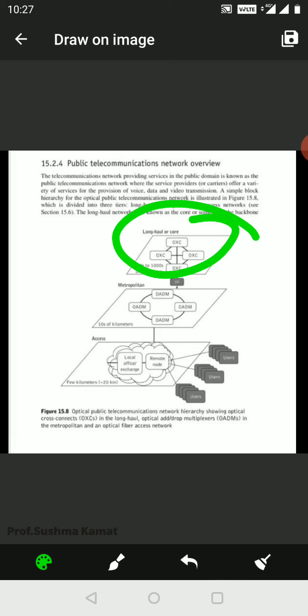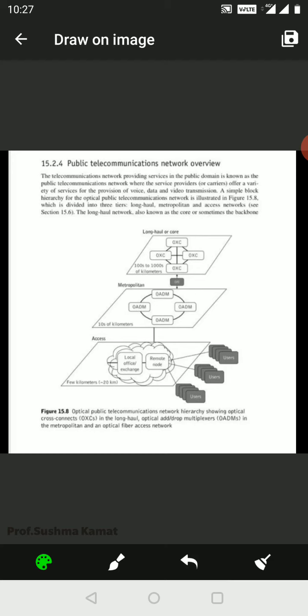So now what basically is this? Any telecommunication network that you consider will have its domain applied to the public. So it will be of a public domain and is known as public telecommunication network. Here there will be something called a carrier or the service provider who offers this service in a wide variety of voice, data or video transmission.